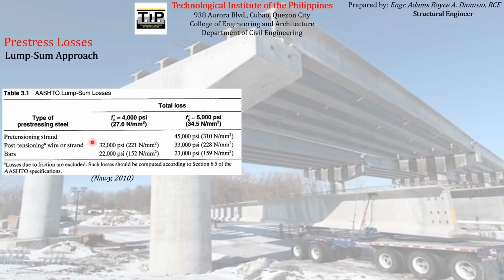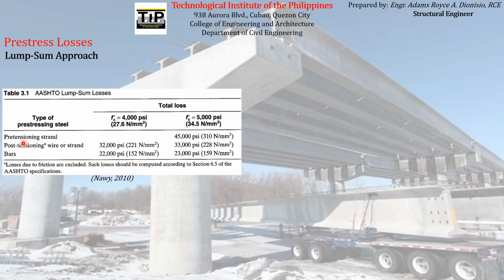So if you will try to refer to AASHTO lump sum losses, you can see that, according to the AASHTO lump sum losses, if the type of pre-stressing steel is a pretensioning strand, which is usually used in pretension operations, it is estimated that the total loss this particular pre-stressing reinforcement will experience throughout the pre-stressing operation will sum up to a total magnitude of 45,000 psi or 310 megapascal.